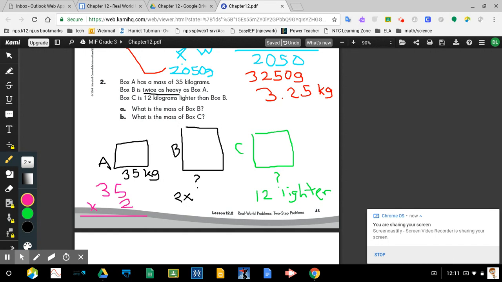So 5 times 2 is 10. Carry the 1. 3 times 2 is 6, plus 1 more is 7. So box B is 7 kilograms.